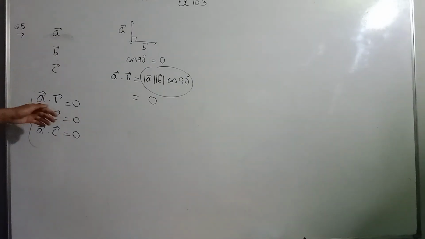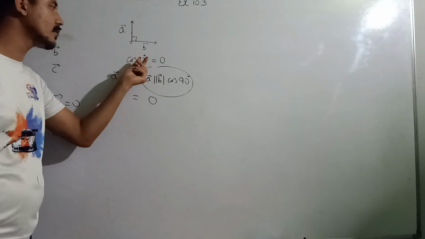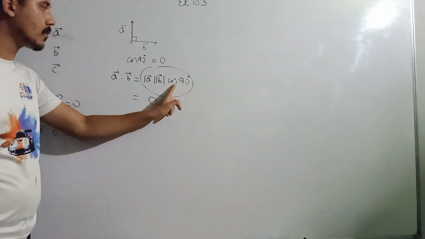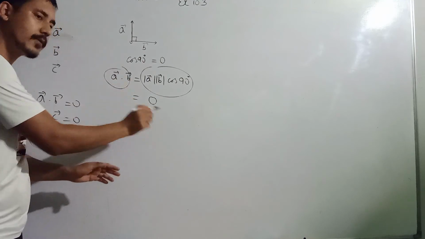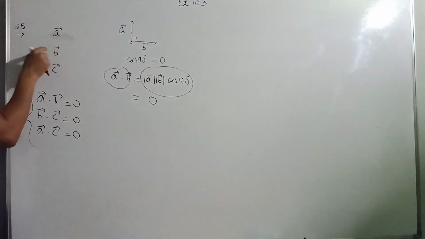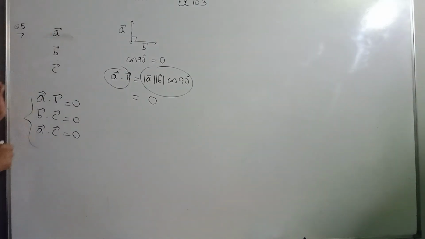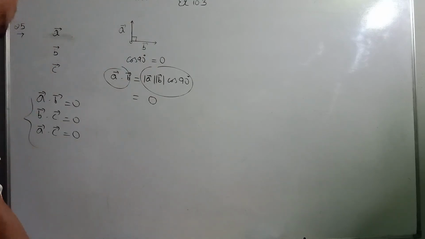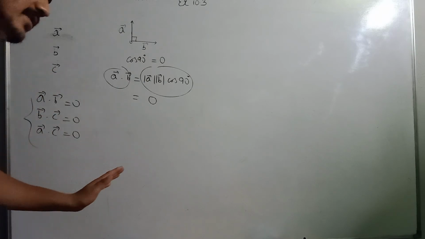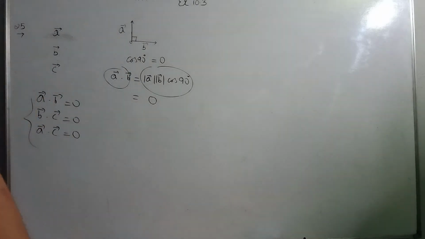See, perpendicular means the angle is 90, and when the angle is 90, cos 90 is 0, so their scalar product is 0. So if you can show that the dot product of these vectors is 0, that means they're mutually perpendicular. That means what we learned here: two vectors are said to be perpendicular if their dot product is 0. Correct? Yes.